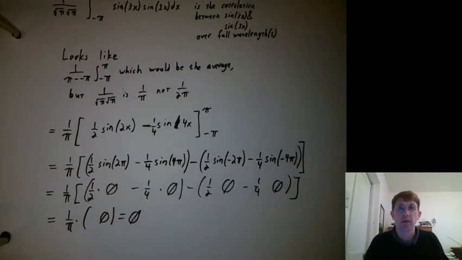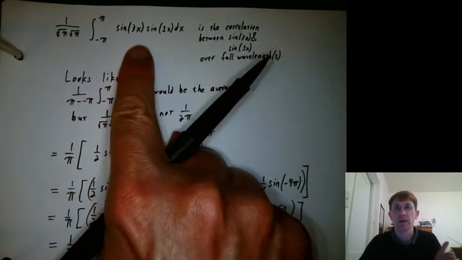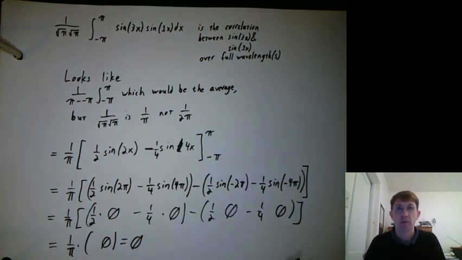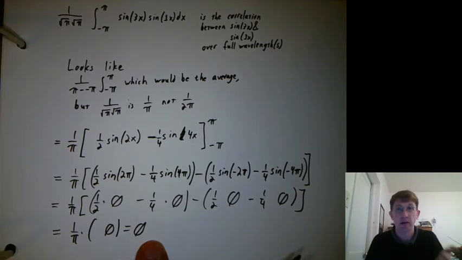So the question, how correlated are sine 3x and sine 1x over full wavelengths? Apparently their correlation is 0. They're not correlated at all, even though they're both sine waves. Kind of interesting.